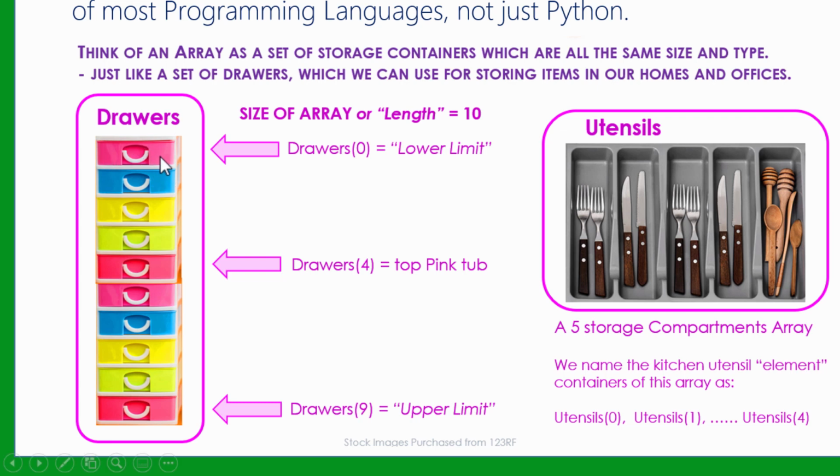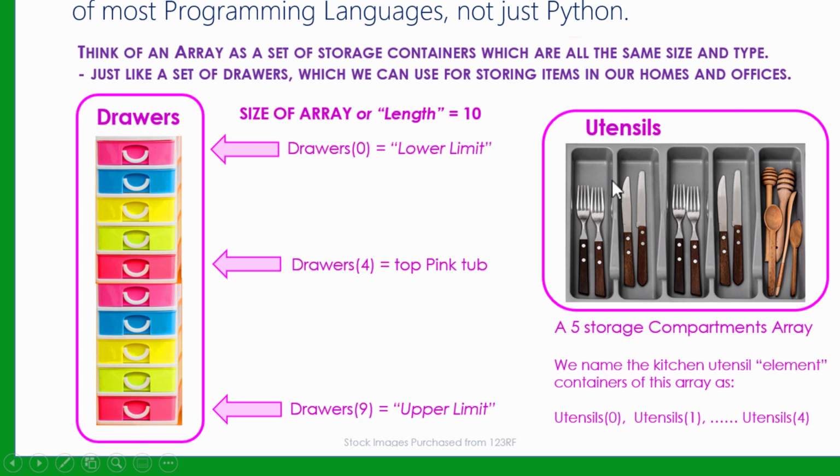So this first drawer is actually called drawers number 0. This one in the middle here, which we think would be number 5, is actually called drawers number 4 by the computer. And the last one, which is the 10th one, is actually called drawers 9 by the computer. So that's the upper limit of the array, that's where it ends, and the lower limit is where it starts at drawers 0, okay?